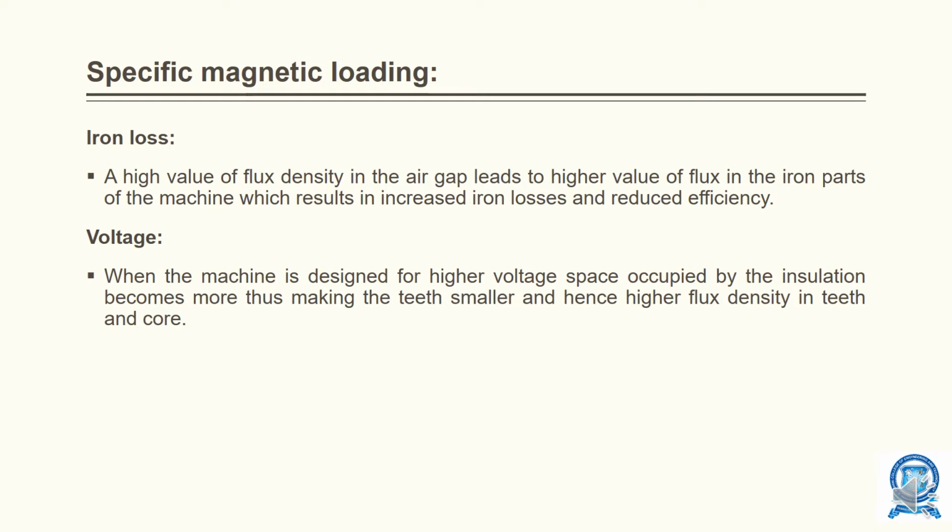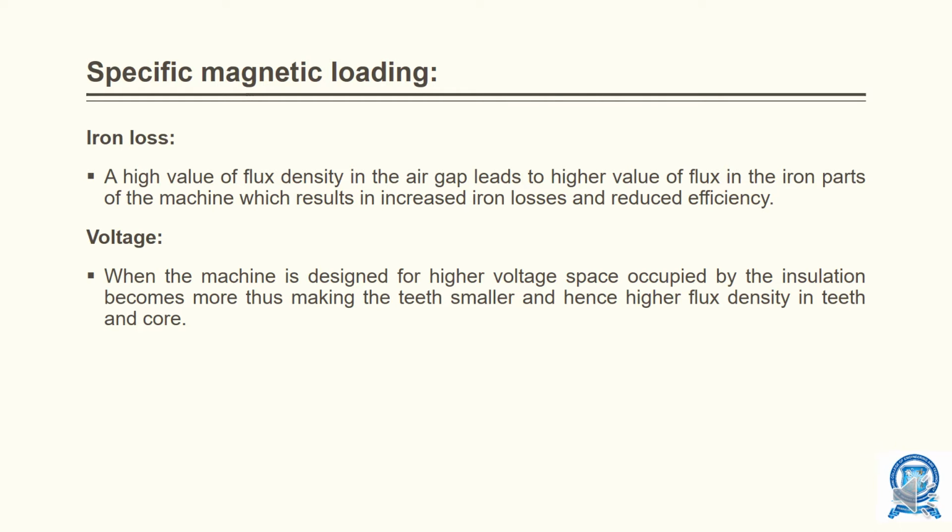B average is equal to P phi by pi D L, and electric loading AC is equal to Z Iz divided by pi D. So this is the formula to calculate the electric and magnetic loading. In the previous session, after deriving the output equation of DC machine, we concluded that the size of machine depends on the main dimensions, and the main dimensions depend on the specific magnetic and electric loadings. So we must be very careful while selecting these loadings.